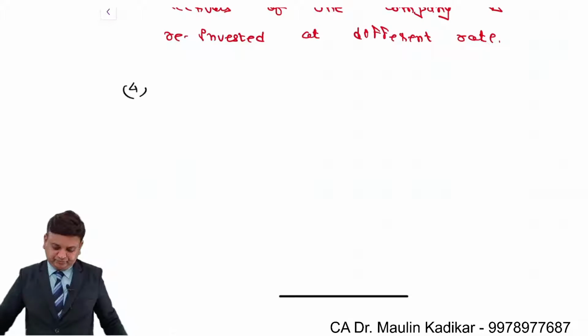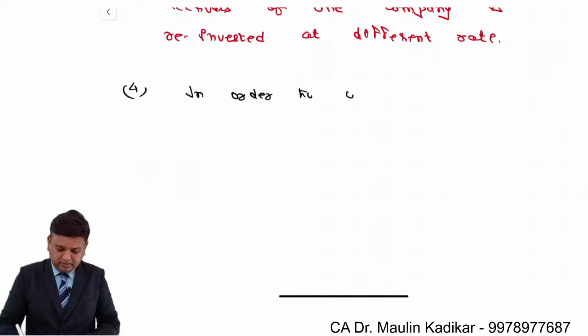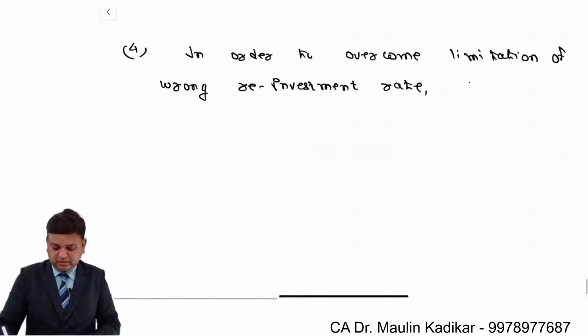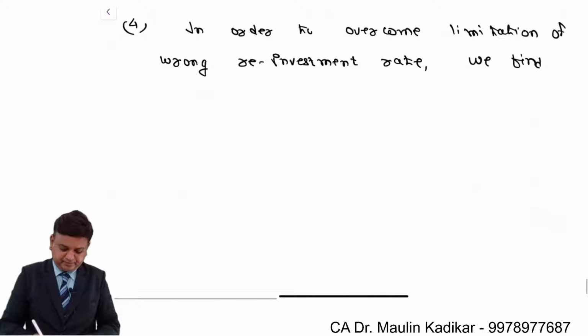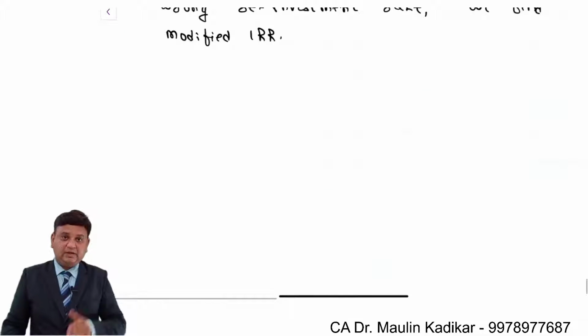Fourth, in order to overcome the limitation of the wrong reinvestment rate, we find modified IRR. With a new paragraph write down.